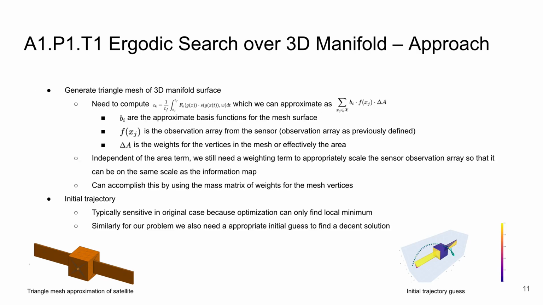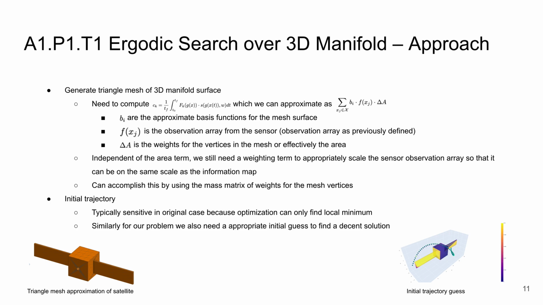So, including this into our approach, we generate a mesh of the 3D manifold surface, where we need to effectively calculate the CKs, which is the Fourier transform of the time average trajectory statistics, which we can approximate as such, where B is the approximate basis functions computed from the mesh, F is the observation array from the sensor itself, and the delta A is the weights for the vertices in the mesh, since it's not always uniform anymore.